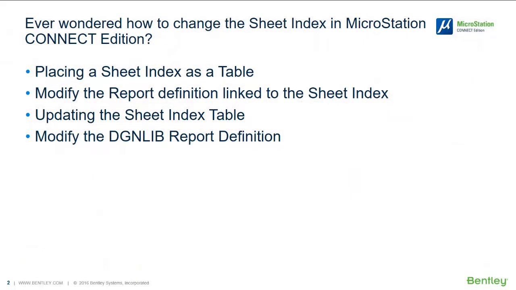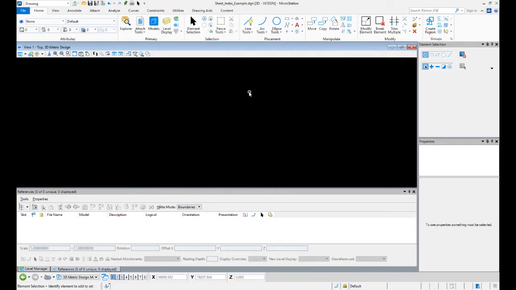Have you ever wondered how to modify a sheet index table? In this video, we will start by placing a sheet index as a table and then modify the report definition associated with the sheet index before updating the table in the design file. Finally, we will look at how your site administrator can change the initial report definition by modifying the DGN lib file. Let's start by opening up the reports dialog.